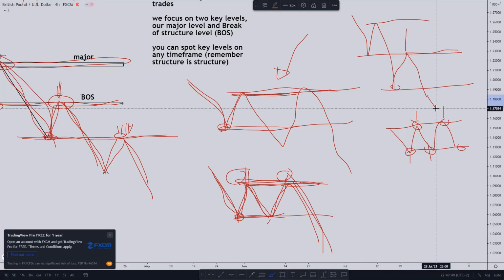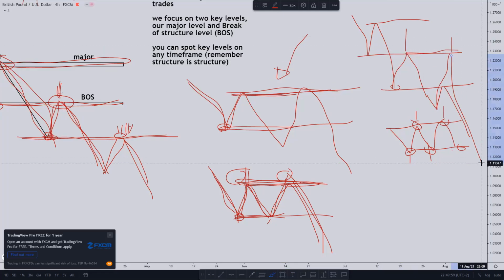Which now is either price is going to come back and retest at this level, and then we sell, or price might come back and give us a double top at this major level, and then we sell. I hope you guys get that. So this is valid, but the moment you get a new lower high, this is no longer valid, right?